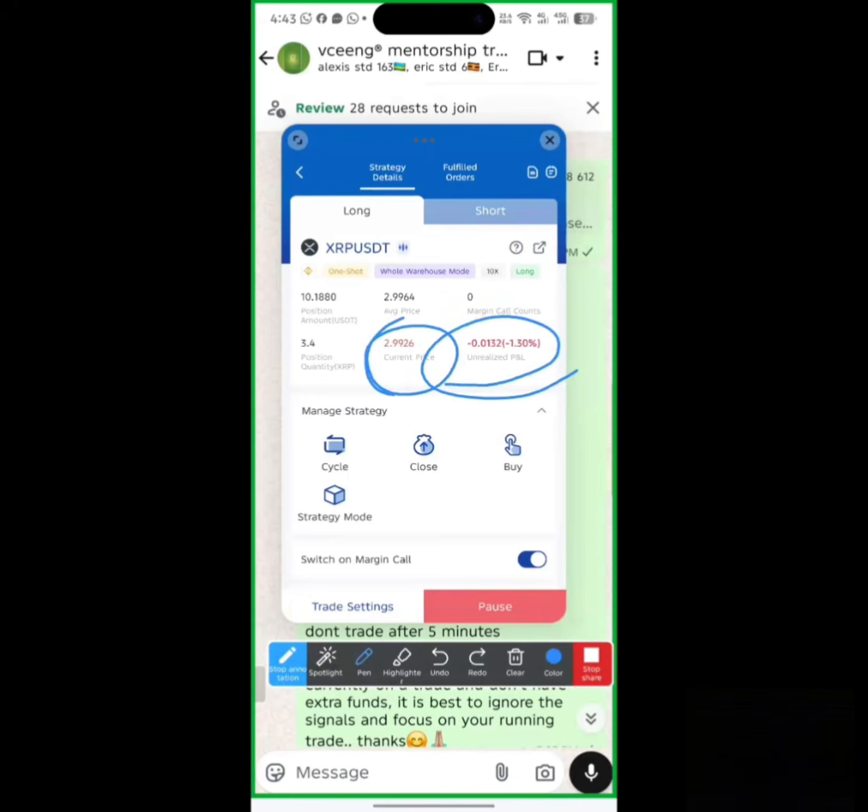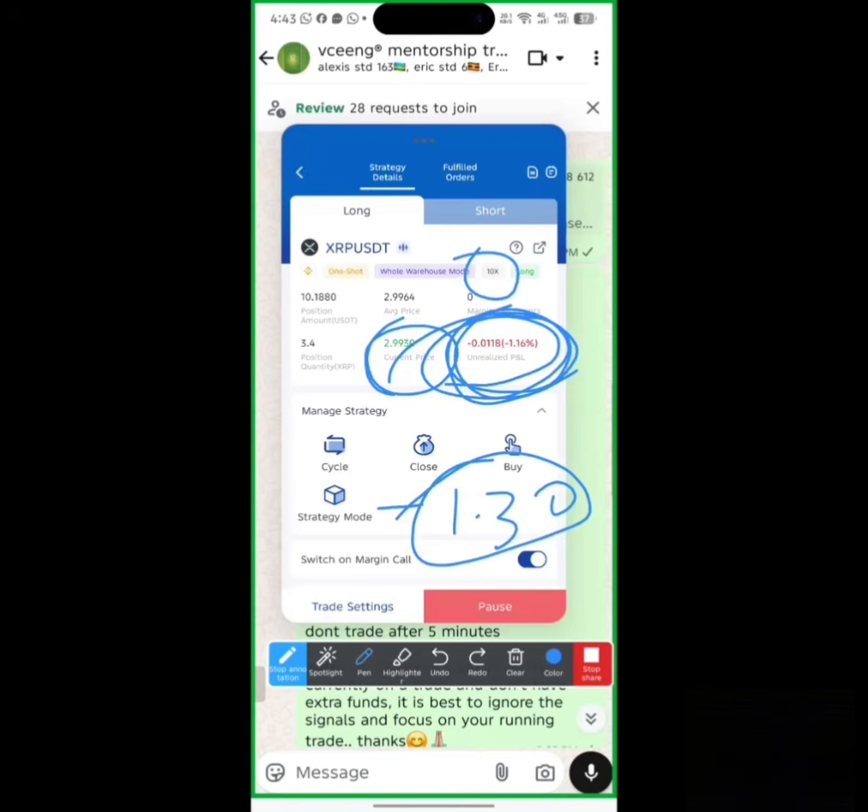As the price of the coin moves up and down, you'll be seeing the performance here. Now it is in loss, minus 1.30%. That means I'm on a very small loss, but because of the 10x, it has multiplied this percentage by 10 already. You can see the small amount that is losing already, a very tiny amount. So as the coin goes up and down, you'll be seeing the details here.